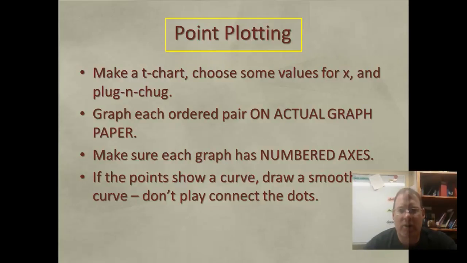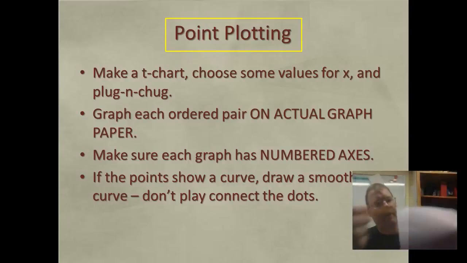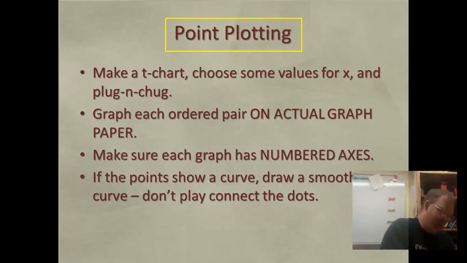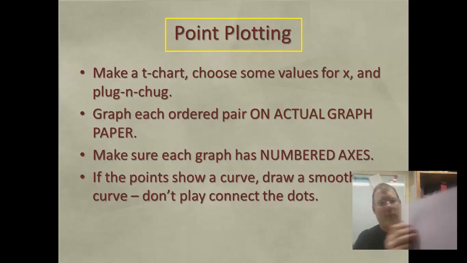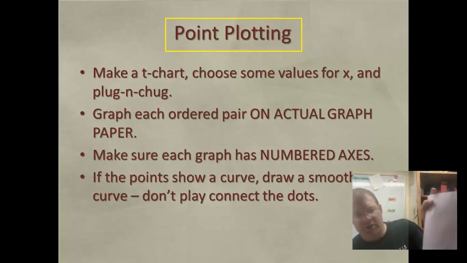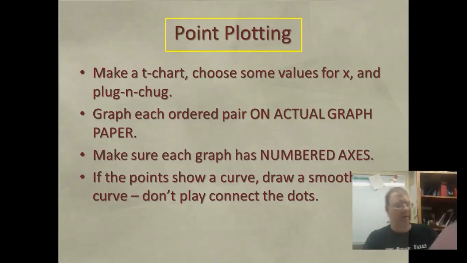If the points happen to show a curve, you need to draw a smooth curve. In other words, don't play connect the dots. For example, suppose that you have these dots right there. I don't want you to connect them like that. I want you to draw a smooth curve through them. And it might even look like kind of a sketch like I have on there. So don't play connect the dots on those.